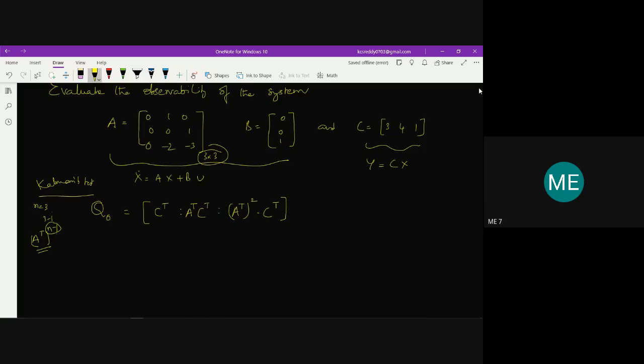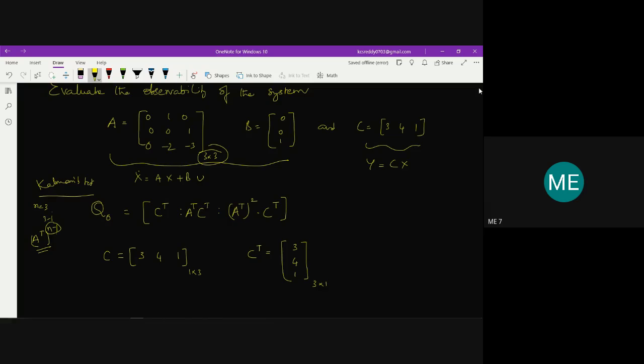So C, we know that the C matrix is equal to 3, 4, 1, which is 1 by 3. So C transpose will become 3 by 1. C transpose means rows are converted into columns. That is 3, 4, 1. So C transpose is nothing but a 3 by 1 matrix. Once you write the C transpose, then we need to write the A transpose also.